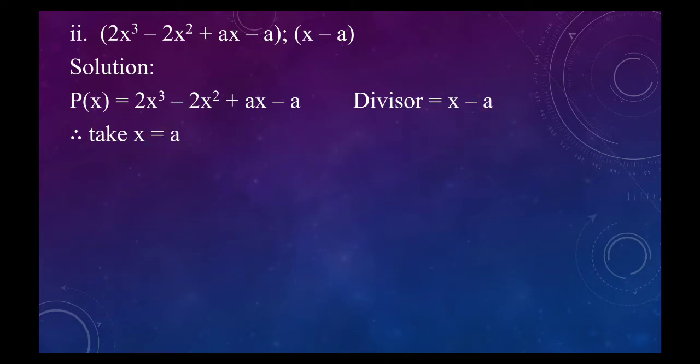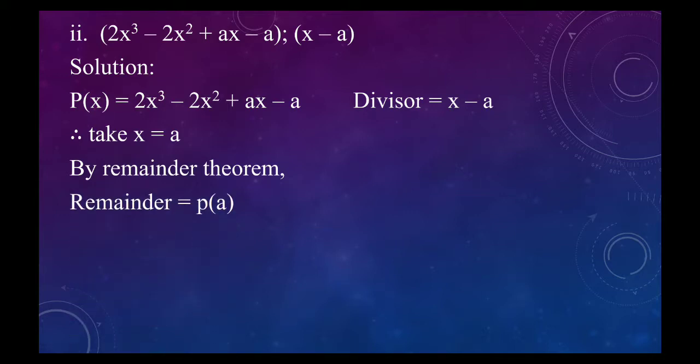We are going to put x is equal to a by the remainder theorem. It's not very difficult, it's very easy, children. Remainder is equal to p of a. What is p of a, children? We have to find the value of p of a.